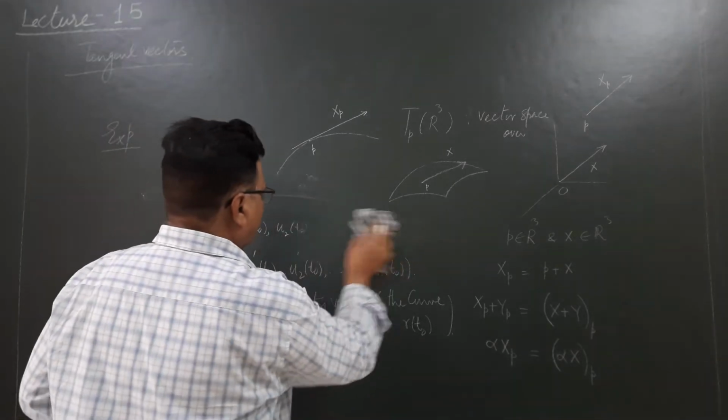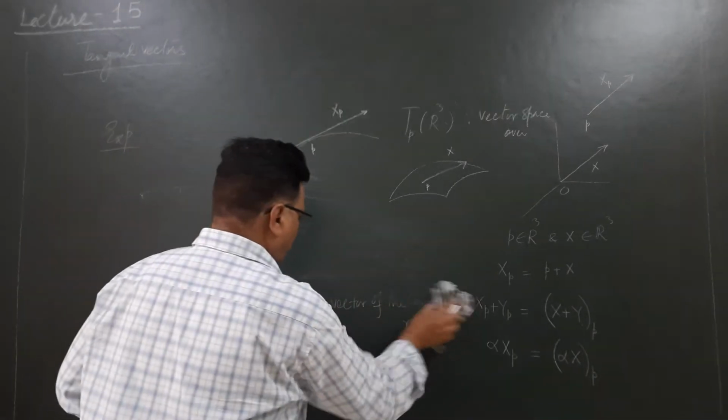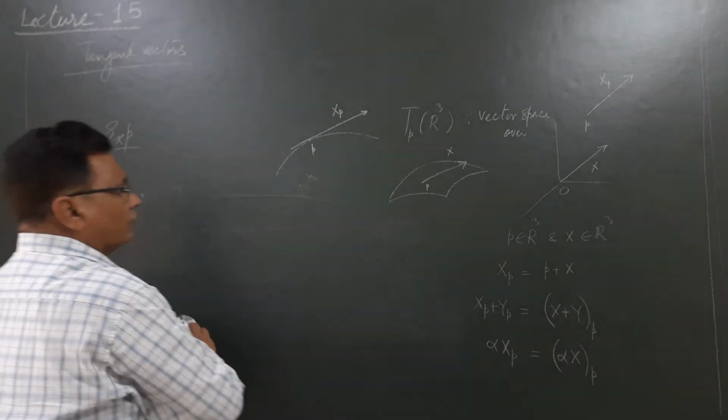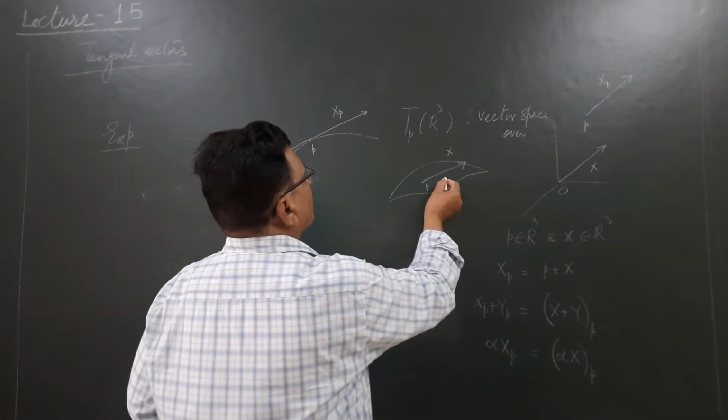How will you draw a tangent vector on a surface? You will be considering a curve passing through P.